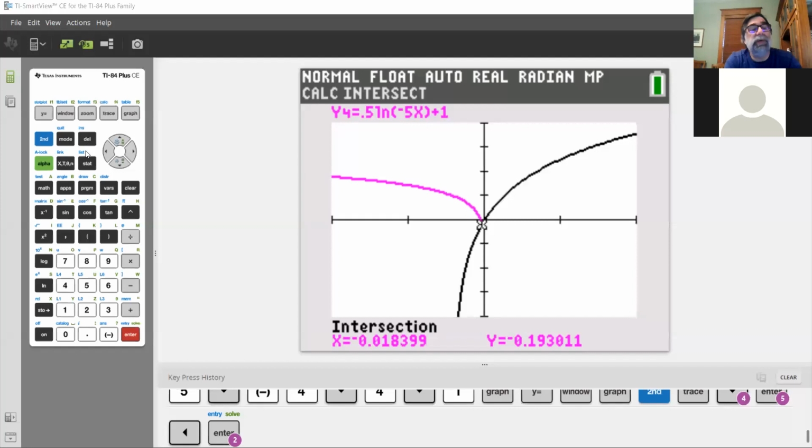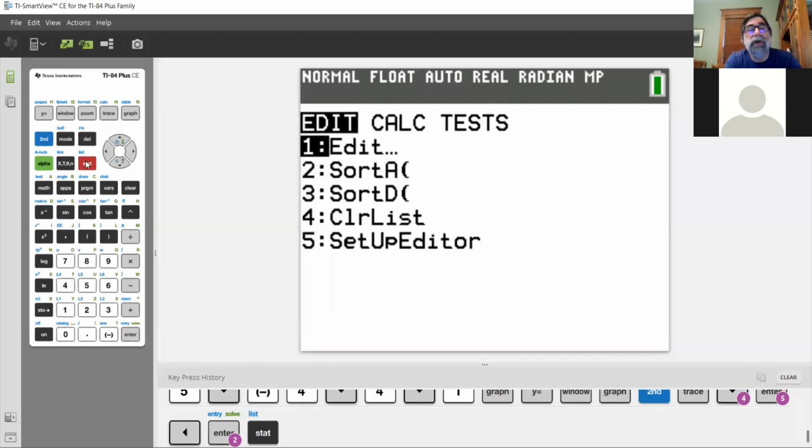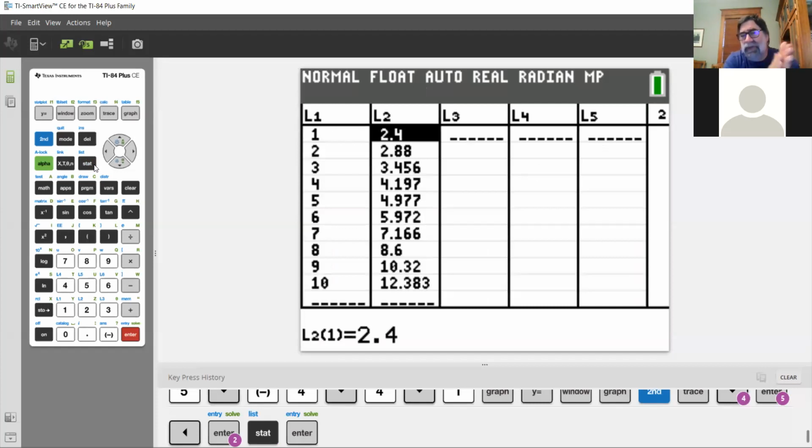All right, so let's go to stat. Okay, here's a set of data. So 1 to 10, look how the numbers are increasing. We go from 2.4, in the end, we end up at 12.383. So they're going up. Are they going up, you think, like this? Or are they looking more like this? So two types of functions we're trying to look at here for a model. So exponential function or a logarithm function.